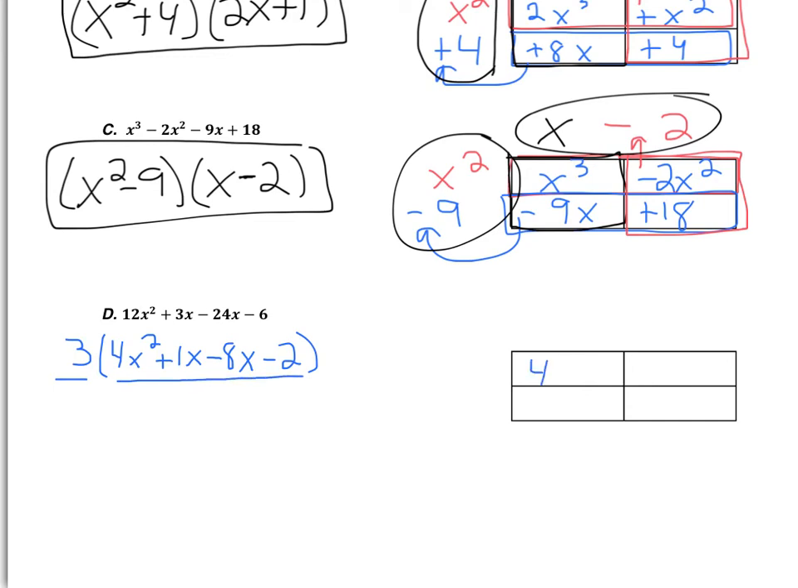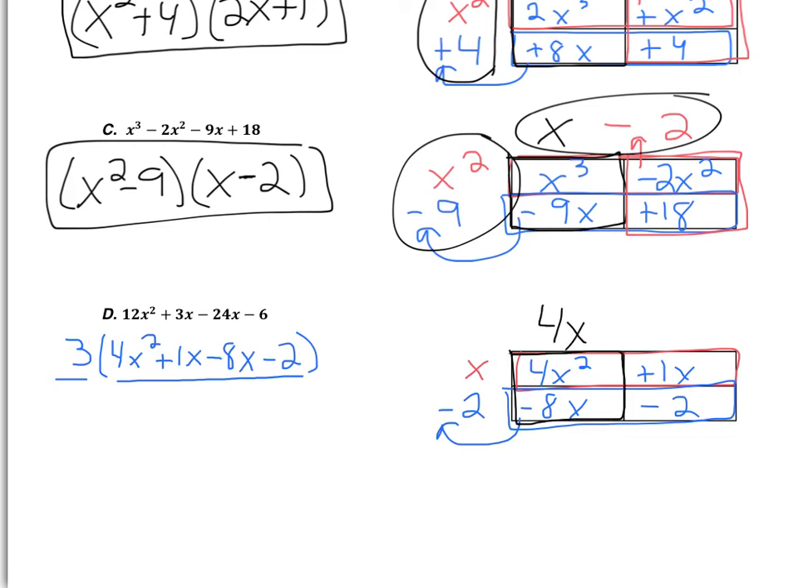So I have 4x squared plus 1x minus 8x minus 2. And then I'm going to look at this first row, divide out an x. Second row, negative 8 and negative 2. So I can divide them both by negative 2. And again, that's a negative because the 8 is negative. And then if I look at the column, I can divide by 4 and x, and then my last column, I can only divide by a 1, and because this is plus, it has to be plus.